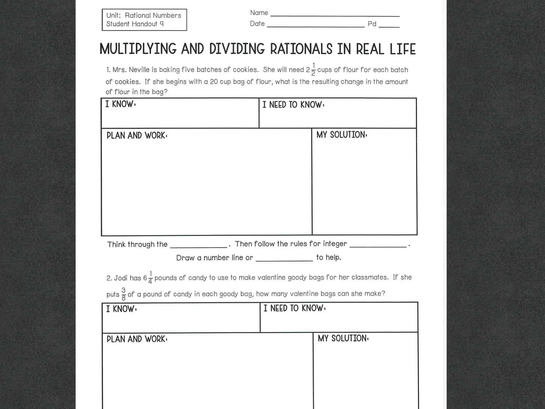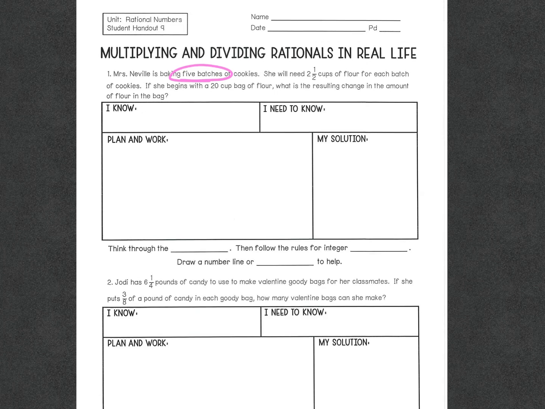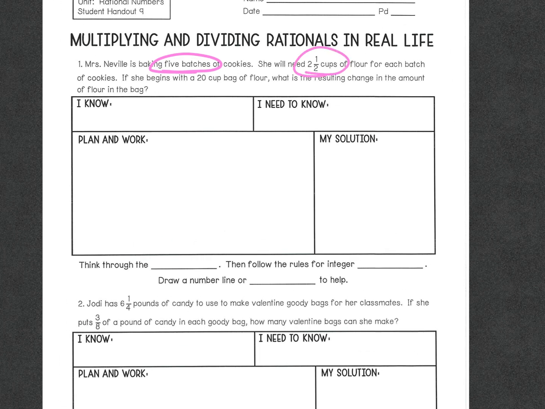So Mrs. Neville is baking 5 batches of cookies. She will need 2.5 cups of flour for each batch of cookies. If she begins with 20 bags of flour, what result will change the amount of her 20 cups of flour? I'm not sure why this is in here.